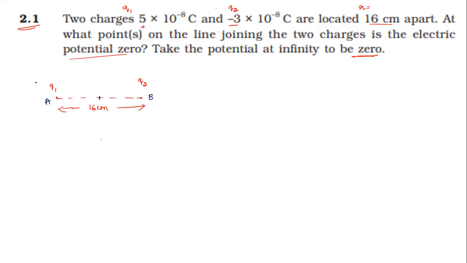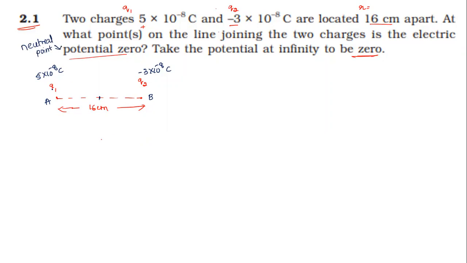Since one is a positive charge, 5 into 10 power minus 8 coulomb, and this is minus 3 into 10 power minus 8 coulomb, somewhere in between them there is a zero potential point because it is like a dipole. Not exactly equal and opposite charges, but having different polarity, right? So in between there will be a neutral point. That is what we call the zero potential point, or one more name is the neutral point.